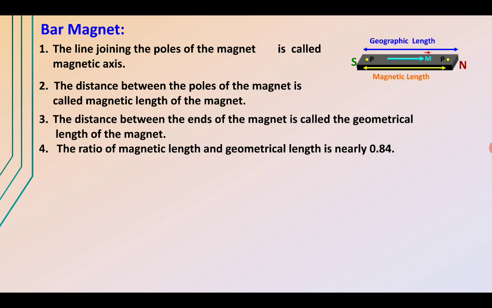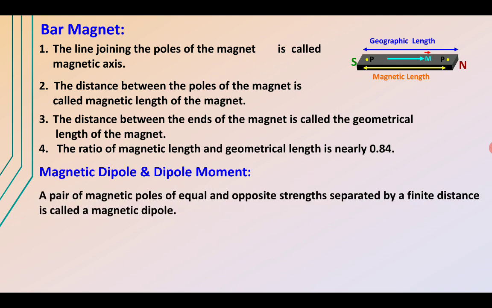So the magnetic length is always a bit less than the geographic or geometric length of a given magnet. Now let us define the terms magnetic dipole and magnetic dipole moment for a given bar magnet. A pair of magnetic poles of equal and opposite strength separated by a finite distance is called a magnetic dipole. So we have two poles, one is the north pole, another one is the south pole, and this as a whole is known as a magnetic dipole.